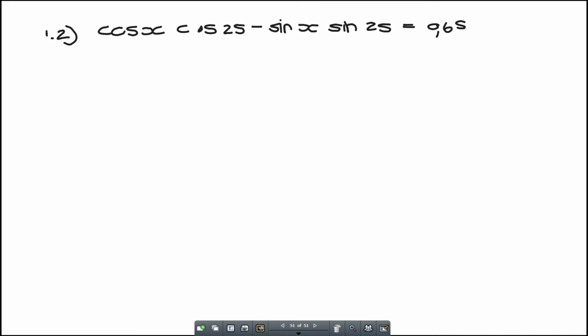So, wat gaan hy wees? Cos wat? Good. Okay, so cos x plus 25, the sign must be different, is equal to 0,65. Okay, now from there, I can actually go work.